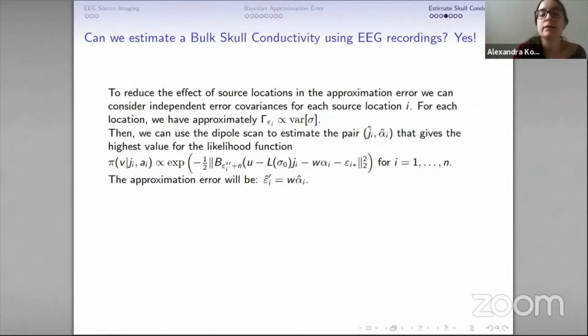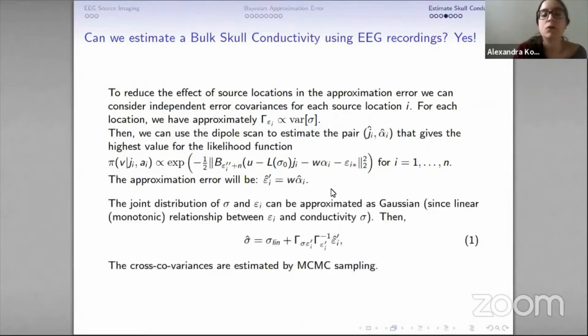So we could identify a single location where we have the highest activity. Based on that, we could have an approximation error with respect to this location. And we could then use this approximation error at this location to extract an estimate for our skull conductivity. And that was good based on our results.